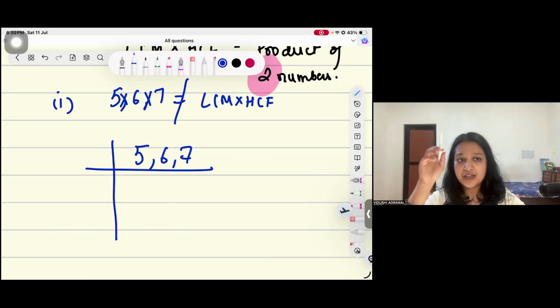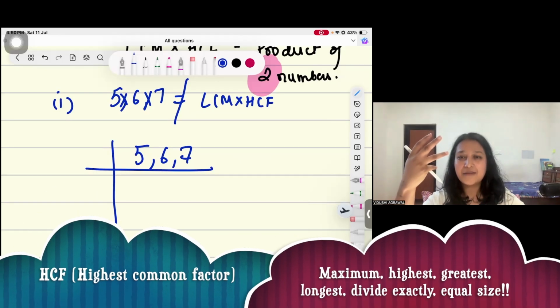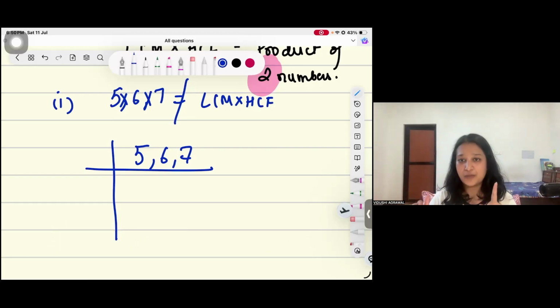For HCF, the keywords are maximum, highest, greatest, because it is highest common factor, longest, divide exactly, or equal size. So this is where we're going to use the HCF method. These are all the questions you're going to get from 1.1.